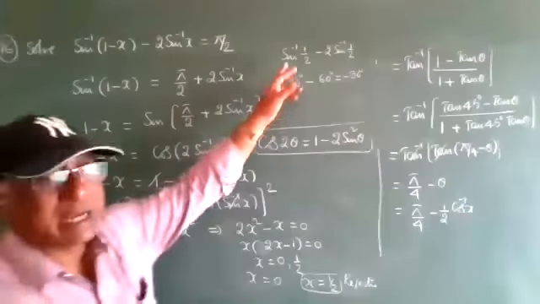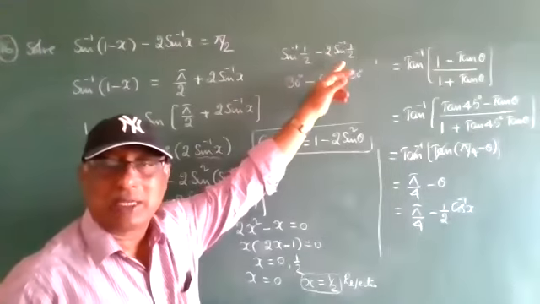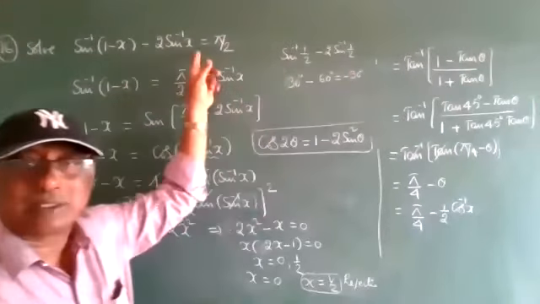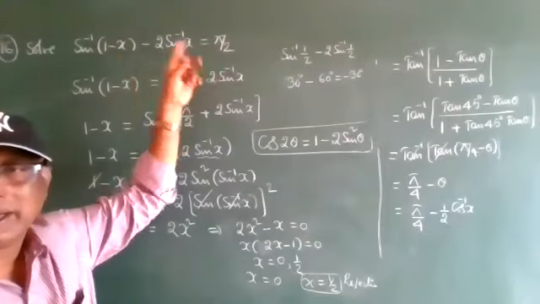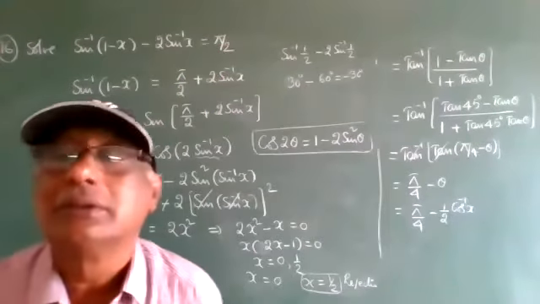1 by 2 is not satisfied. Sine inverse of 1 by 2 is 30 degrees. Minus 2 sine inverse of 1 by 2 is 30 into 2, which is 60 degrees. We are getting minus 30 degrees, but the right side is 90 degrees. Therefore, failed. 1 by 2 is failed, rejected.